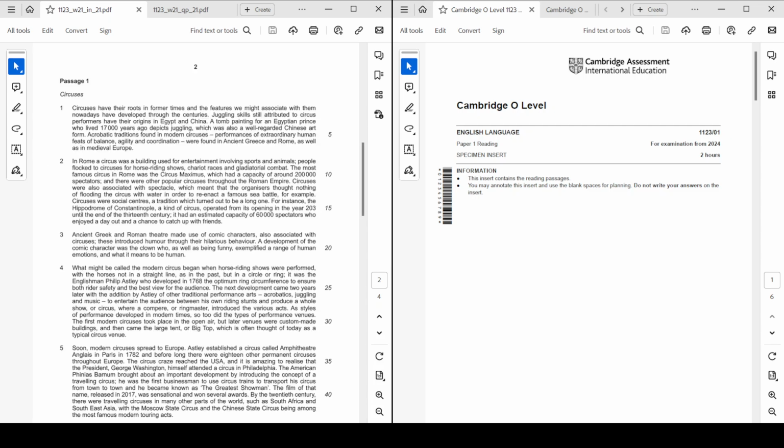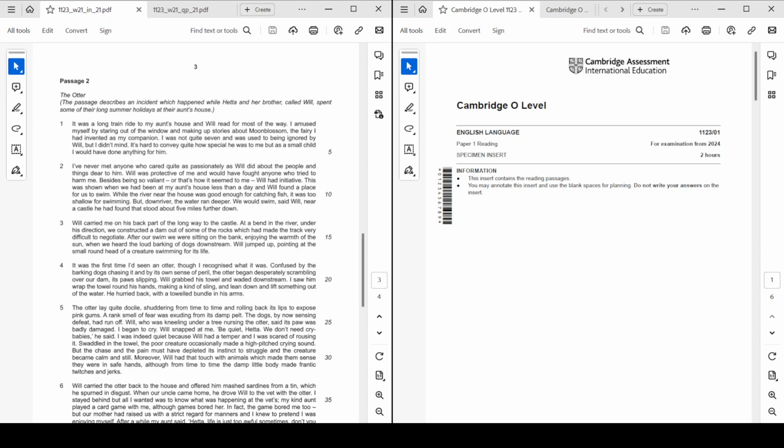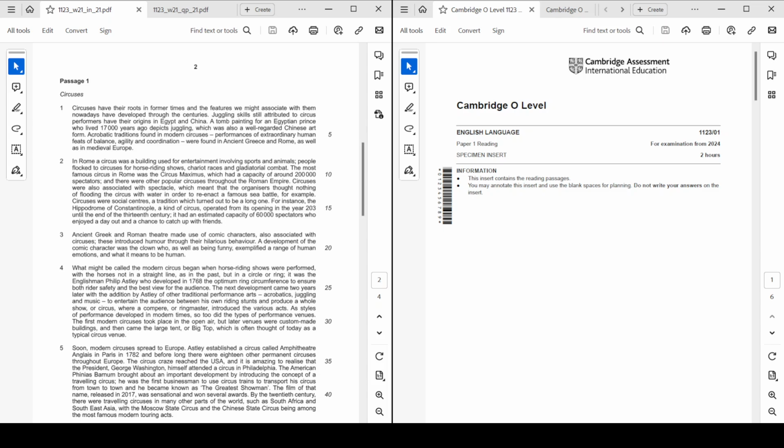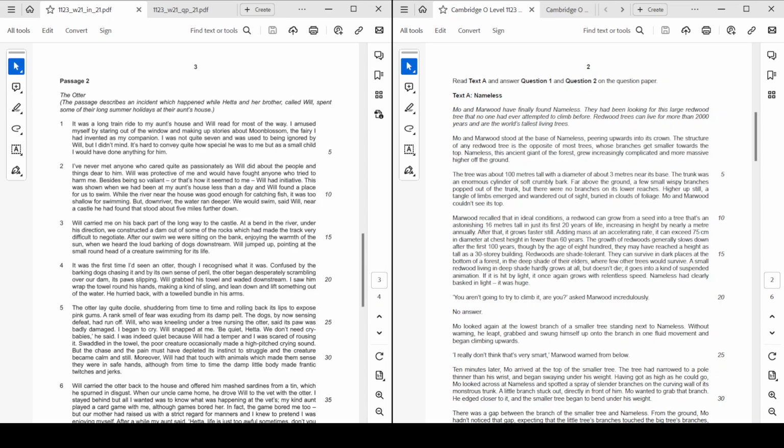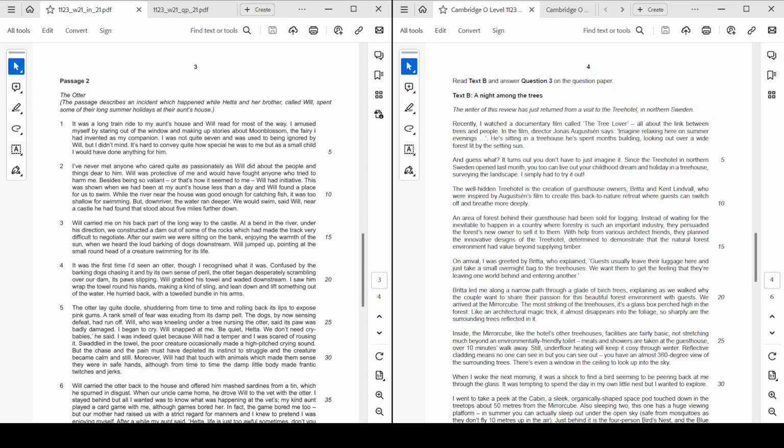Previously, right, we used to have passage 1 and passage 2, as you can see over here. And passage 1 used to be for the summary question, whereas passage 2 for the comprehension, right? And for 2024, text A is now for the comprehension. So the comprehension question comes first in the reading paper, followed by text B, which will be for the summary.